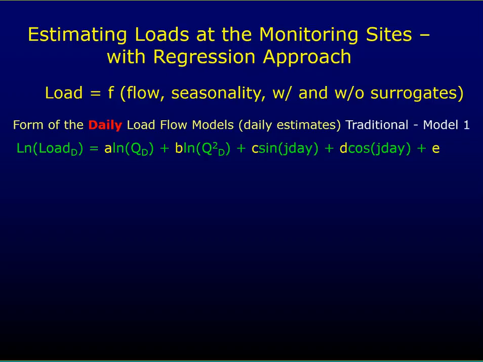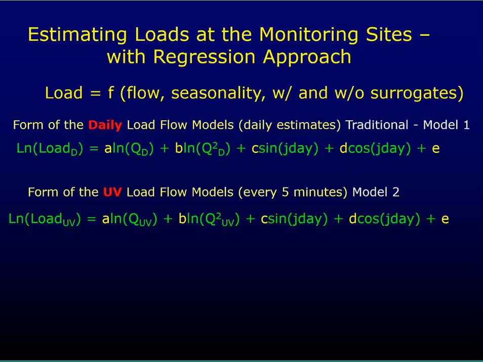The traditional approach is the first approach that we were looking at, which was trying to estimate daily loads as a function of daily flows. Whether that's some function of daily flows, it could be flow squared, and then seasonality. Here we're using the sine and the cosine of the Julian day in radians so that we can make that relationship shift with the season. So with this traditional approach, we're estimating daily loads.